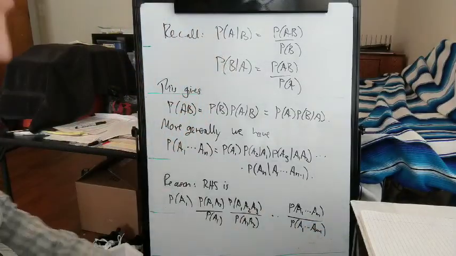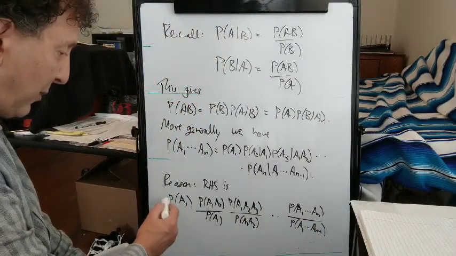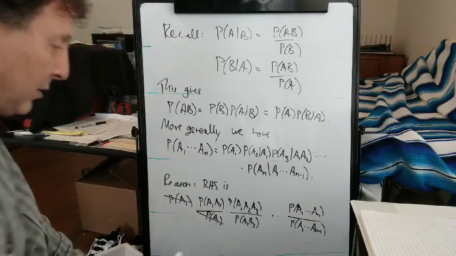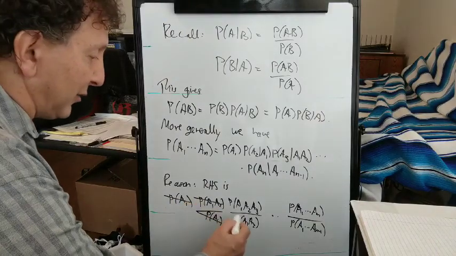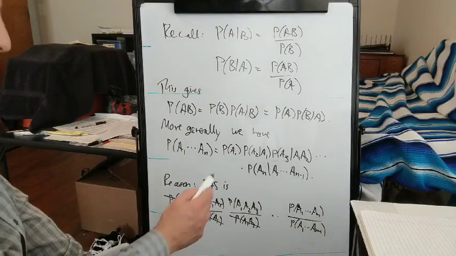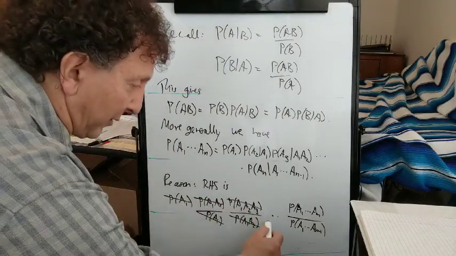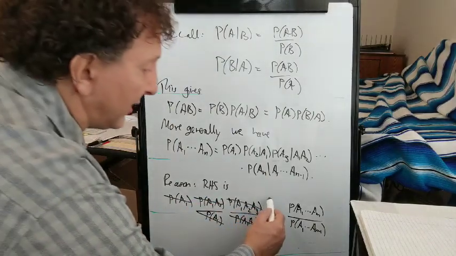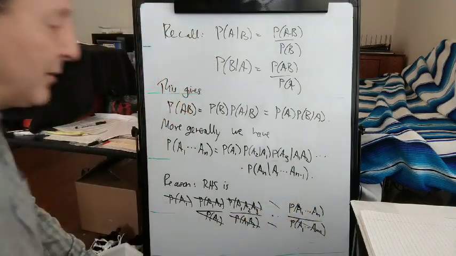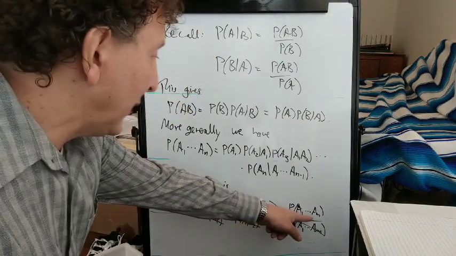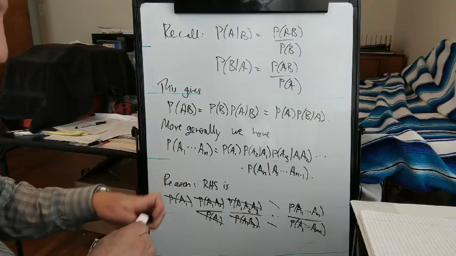And then if we look at these fractions, probability of A1 cancels, probability of A1 and A2 cancels, probability of A1, A2, A3 cancels with the next fraction, and then this cancels, and all we're left with is probability of A1 through AN, which is exactly what we have on the left-hand side.